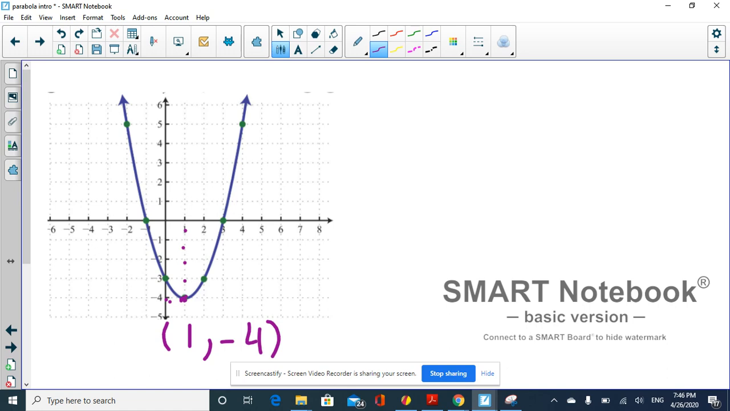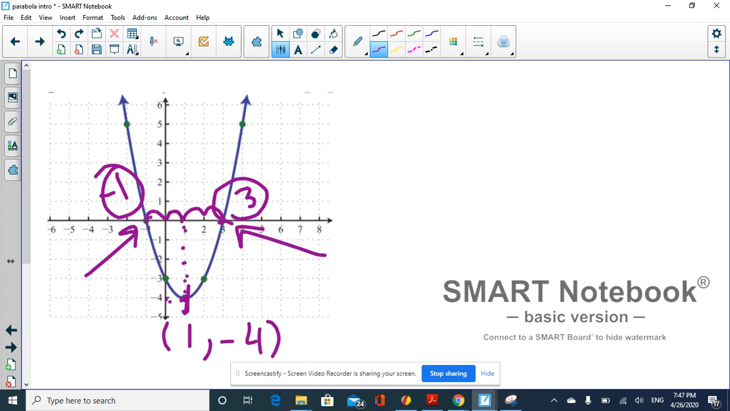How many x-intercepts do we have? Yes, we have two x-intercepts, this point and this point. These two points are the x-intercepts. This is -1 and this is 3. The x-coordinates here are -1 and 3. If we notice, the vertex is in the middle between these two points, between -1 and 3. This is 2 steps here, exactly in the middle.